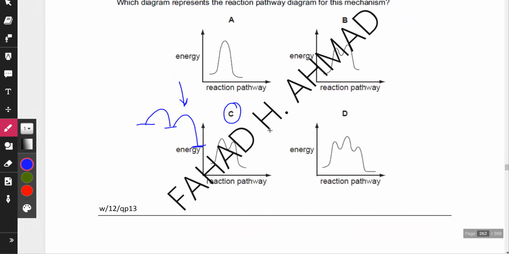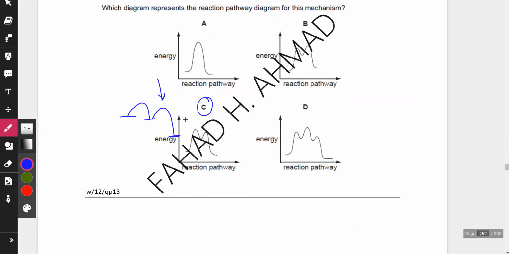The second step is always going to have a smaller peak, and the reason for that is that when you reach the intermediate point over here, you want the reaction to go forward. So the activation energy for the forward reaction should be lesser, which is why it's going to be C. Both C and B, if I draw B properly, it actually looks like this.